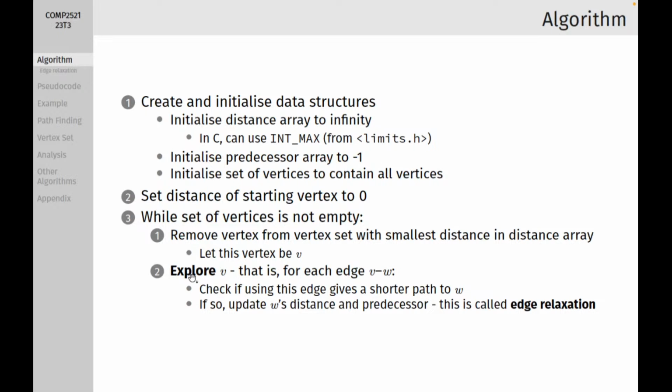Then we explore that vertex. What does it mean to explore? We look at all of the edges from V. For each edge VW, we check if using this edge gives us a shorter path to W than the path that we have currently stored in our arrays. If we find a shorter path to W, then we update W's distance and predecessor. This is called edge relaxation, and we'll have a closer look at edge relaxation now.